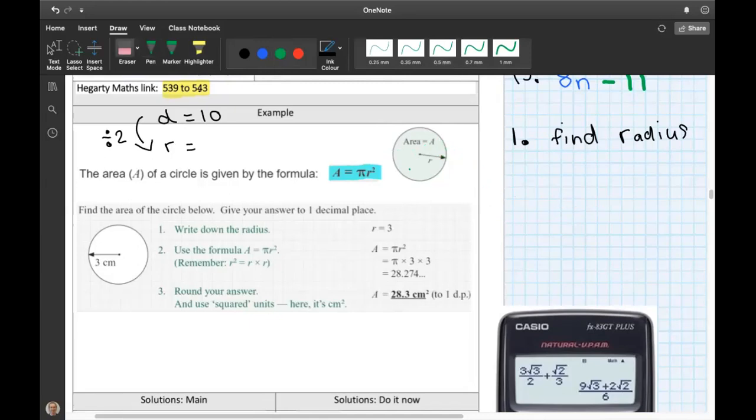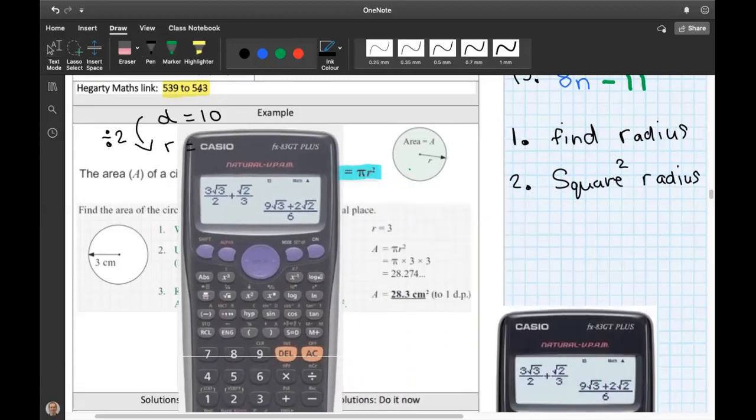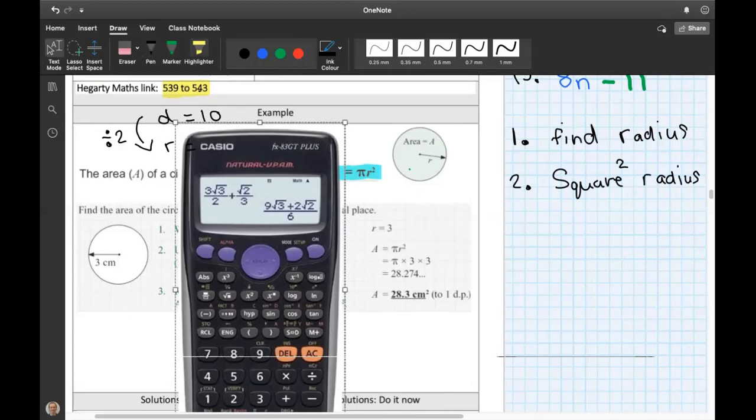So once you've found your radius, what you'll then need to do is square it. So step number 2 is square the radius. And squaring is that little 2 button. I'll just show you where it is on your calculators. So bring your calculators up and you can see that the squared button is this one here. It's the x with a little 2 above it.